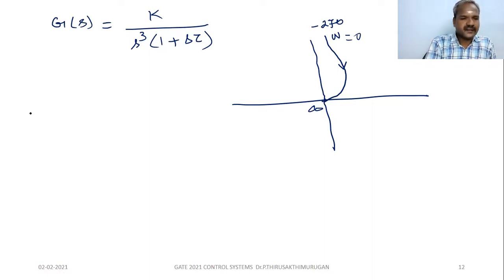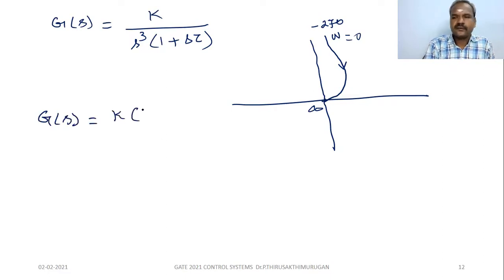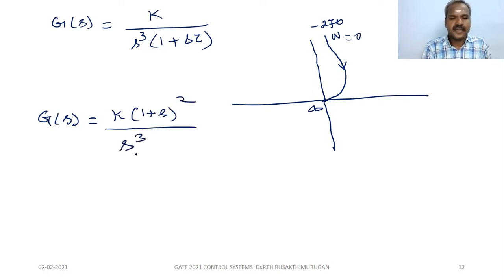Next, G(s) equal to K into (1 plus s) the whole squared, divided by s cube. This is type 3, order 3, right? But it has repeated zeros, okay? So 2 zeros are there because the numerator contains them. So what happened to the polar plot for this transfer function?